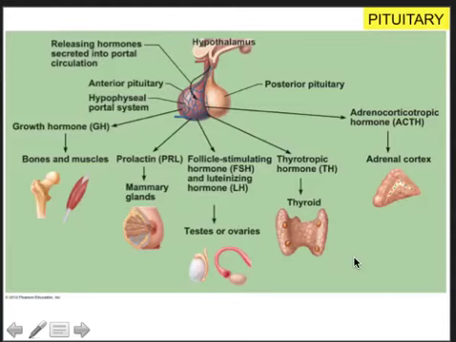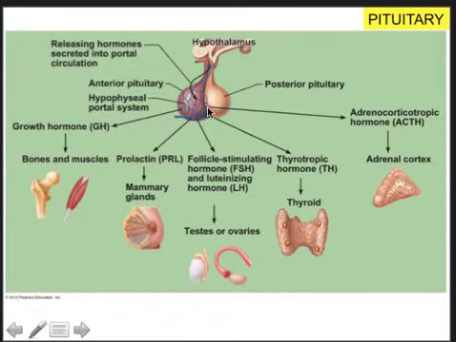And this is simply a diagram showing you what is targeted by each of the anterior pituitary hormones, the target of choice, and the posterior pituitary as well, secreting oxytocin and antidiuretic hormone, which remember, oxytocin stimulates milk ejection from the breast and uterine contractions, while antidiuretic hormone is our water retaining hormone, so it reduces urine output and increases blood volume and blood pressure.